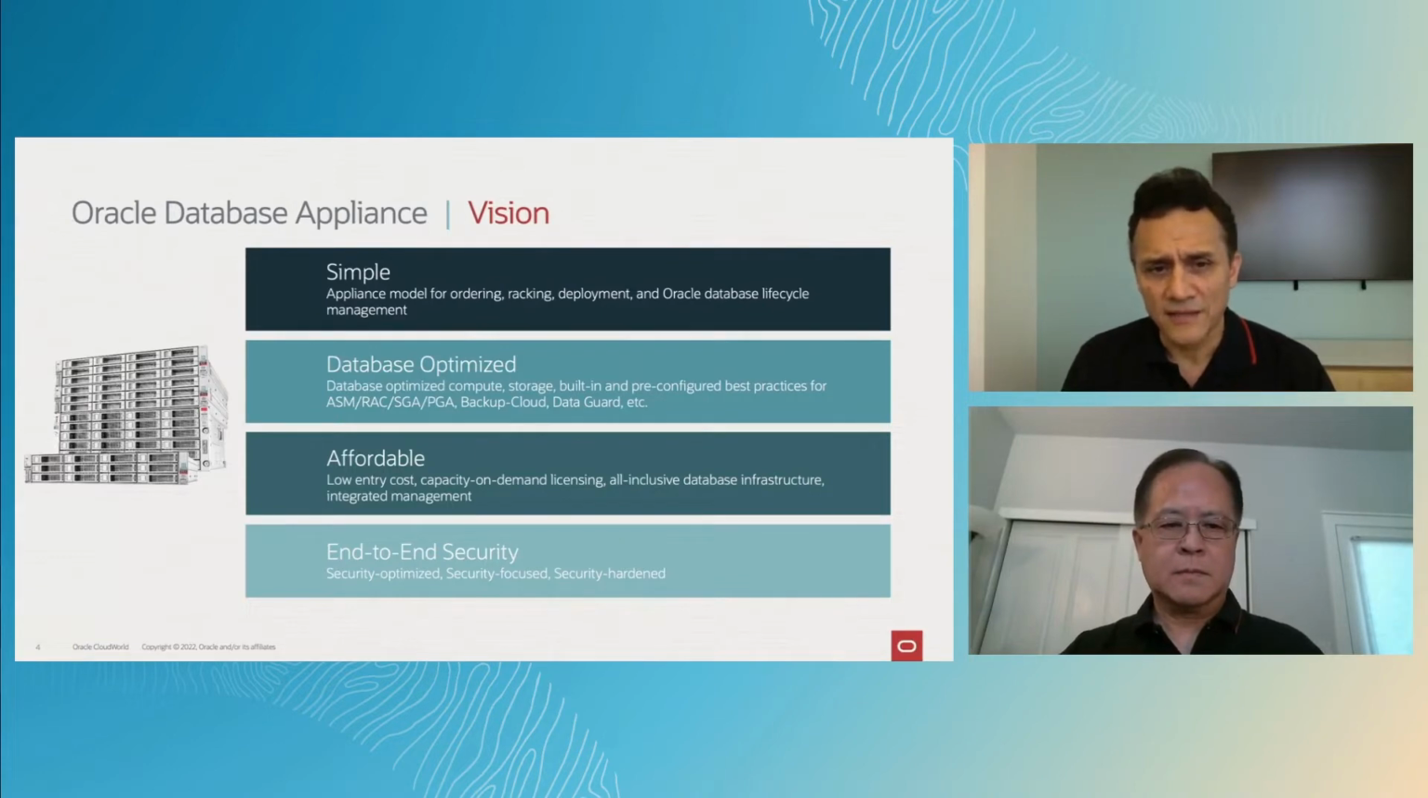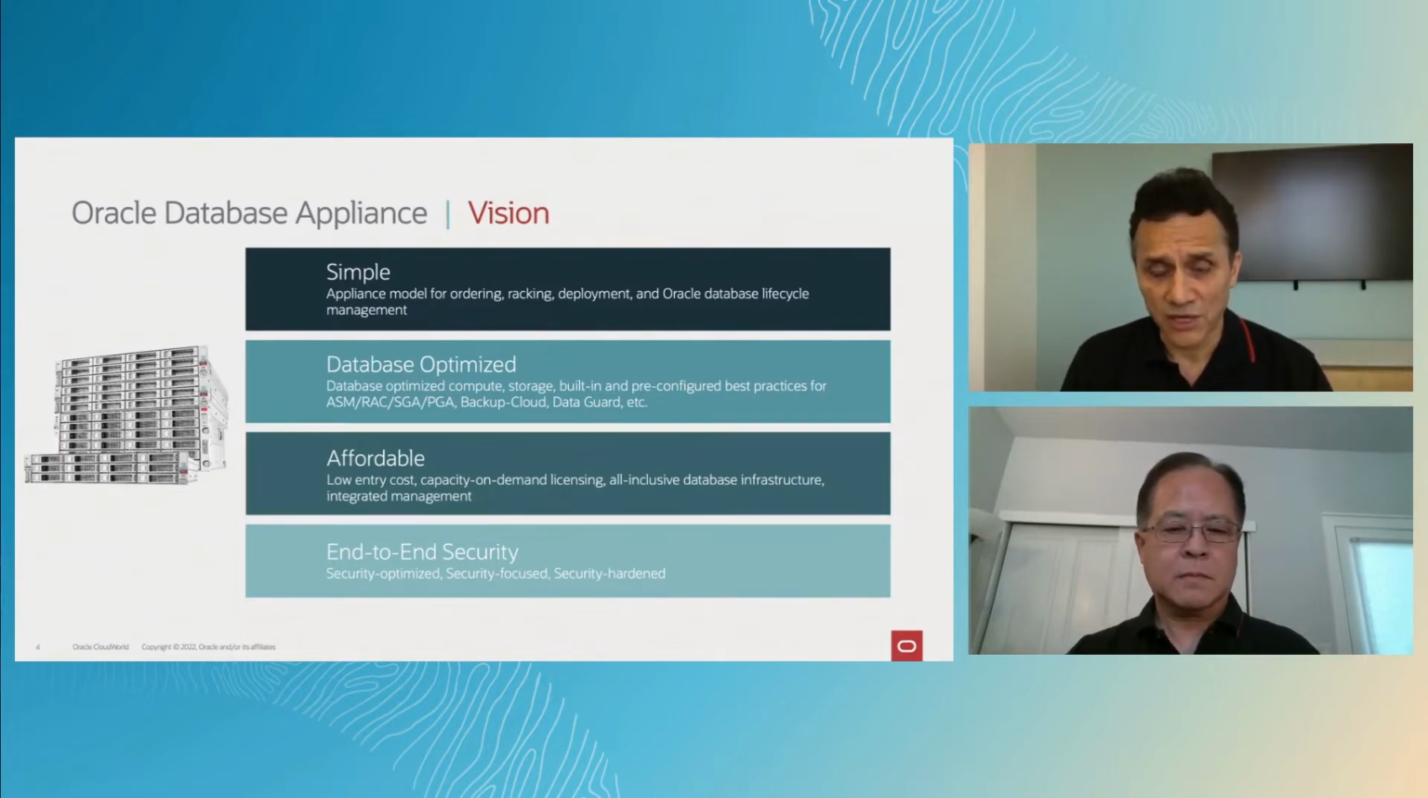So in this slide, you see 4 main principles. This is what customers asked us when we developed this product. Give us a product that is simple, not only from the time that I order, rack, and deploy it, but that will also be simple to allow me to manage the entire database lifecycle. Make it optimized. Hide the complexities within the software so I can just simply use a backup, a Data Guard, without having to know all the details.